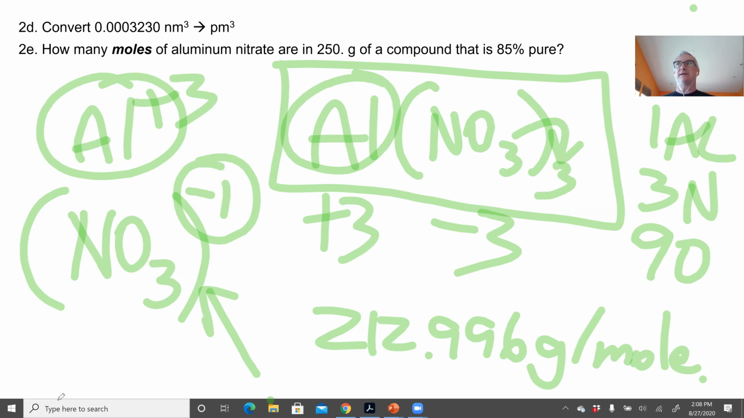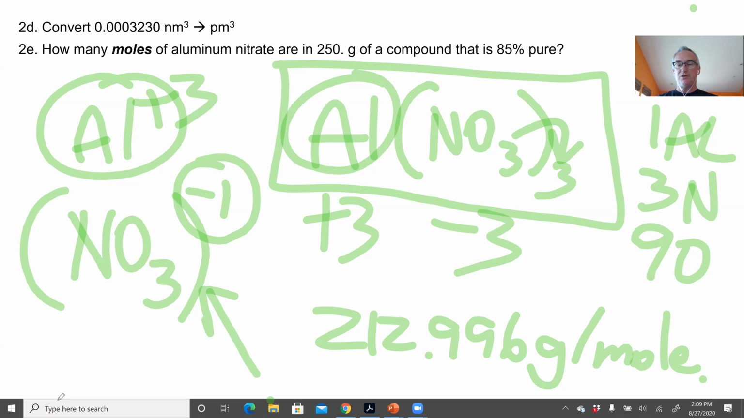Like for instance, if you've taken all the time to calculate the mass, you found the mass of aluminum, you found the mass of nitrogen, you found the mass of oxygen, and then you work it all out.